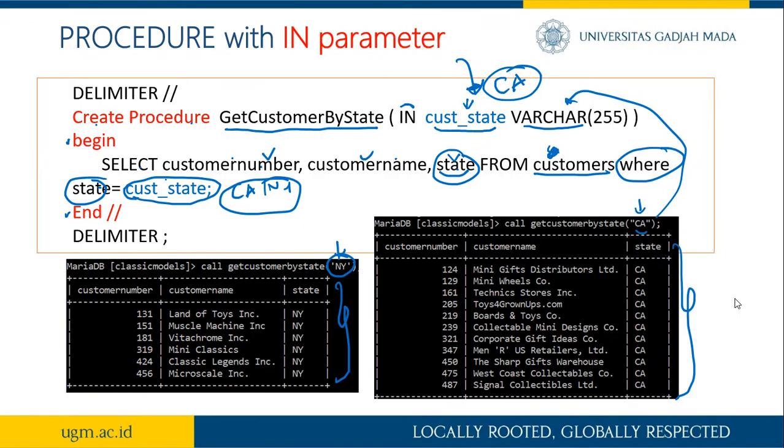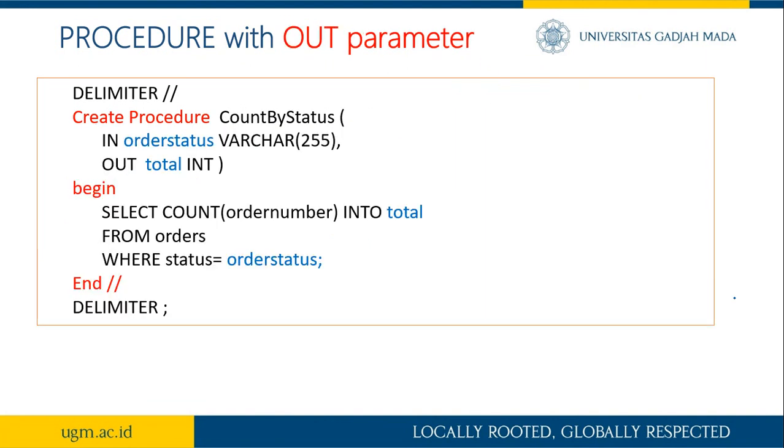Okay, we end the procedure with the in parameter. How about the procedures that are using out parameter? Let's discuss. Procedure with out parameter is just like the procedure with in parameter. However, in this case, the parameter will be used as output. Okay, so this is the procedure that are using more than one parameter.